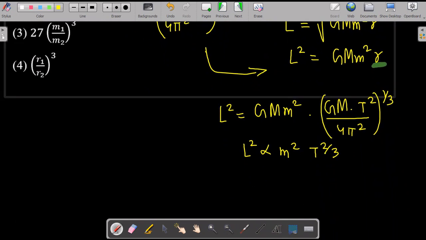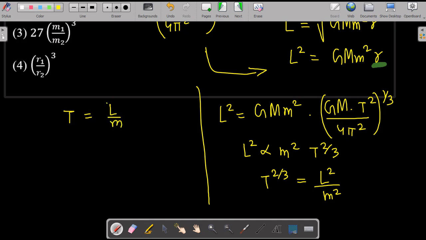This is the relationship, and we have to get the ratio of time periods. So from here, time period power 2 by 3 is L square by m square. So we can say that time period, now you have to give power 3 by 2, is proportional to L by m power cube. Yes, I think this is what we can use now.